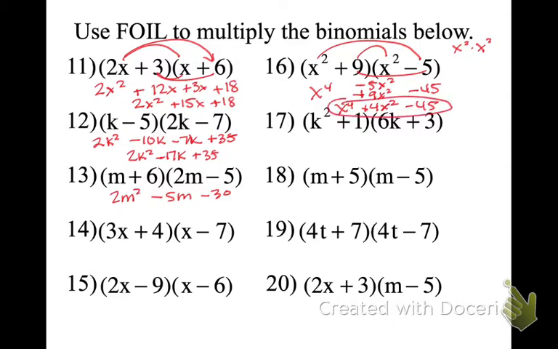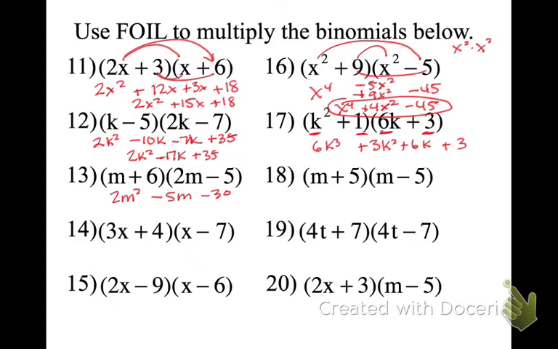Okay. First, last, inside, outside. First, 6k to the third. Outside, plus 3k squared. Inside, plus 6k. And last, 1 and 3, plus 3. And there are no like terms. Notice it's to the third, the second, the first.